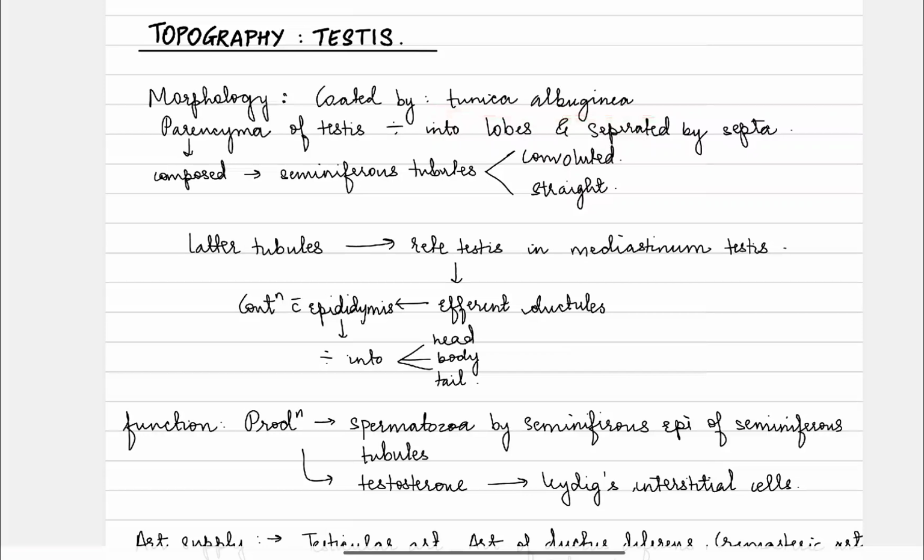Next, the parenchyma of the testes is divided into lobes and separated by septa. This parenchyma is composed of seminiferous tubules, which are convoluted and straight. Later these tubules form the rete testis in the mediastinum testis. Then the efferent ductules continue with the epididymis, which is divided into head, body, and tail.